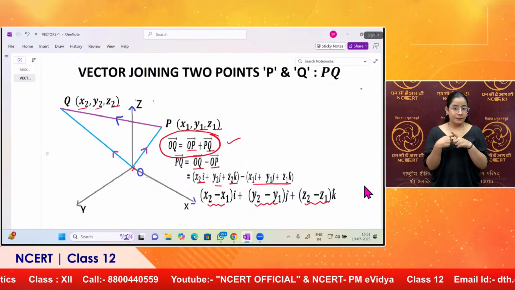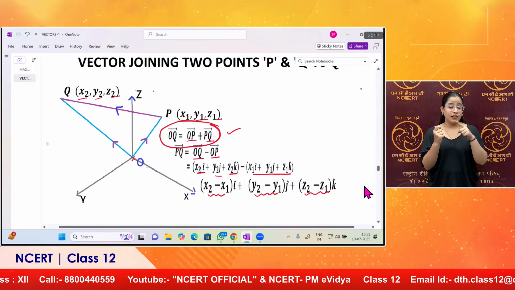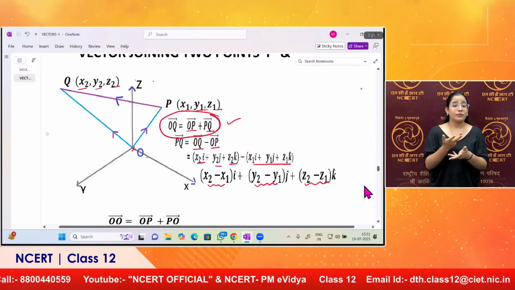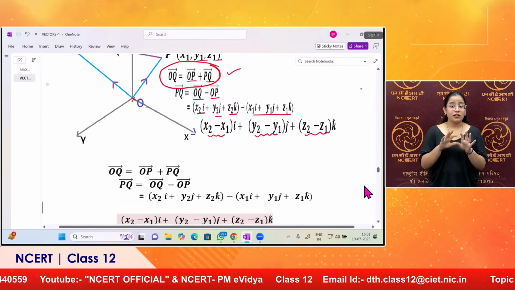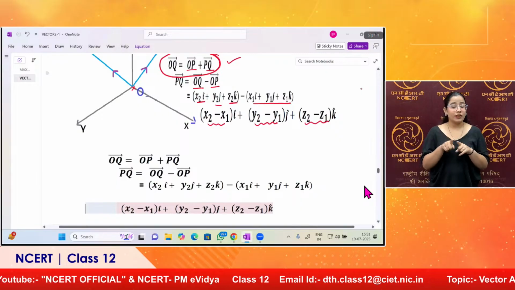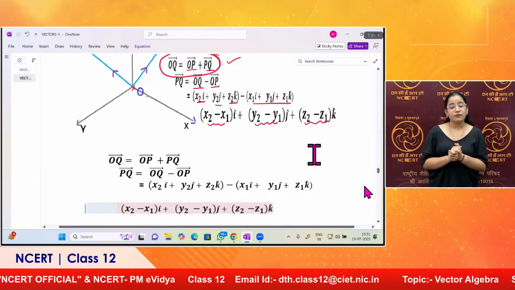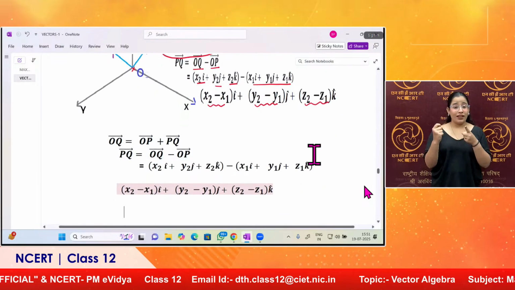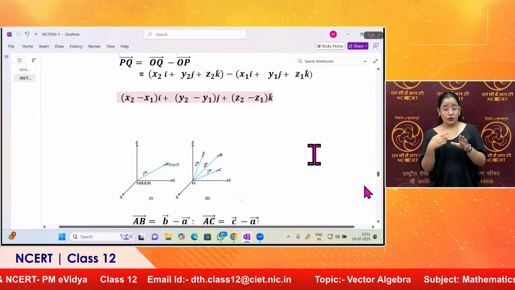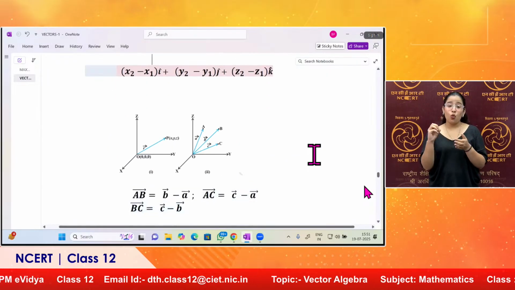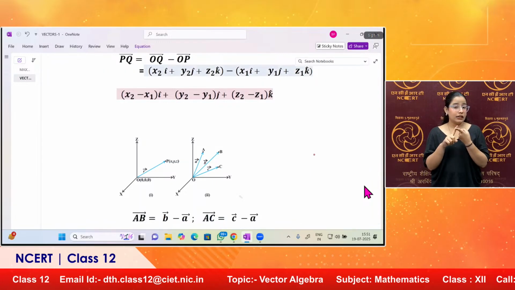So therefore, a vector which is expressed in the space can be written as follows: if you have the coordinates of the points, we can get a vector in that form. That is, P's coordinate is given and then Q's coordinate is also given.